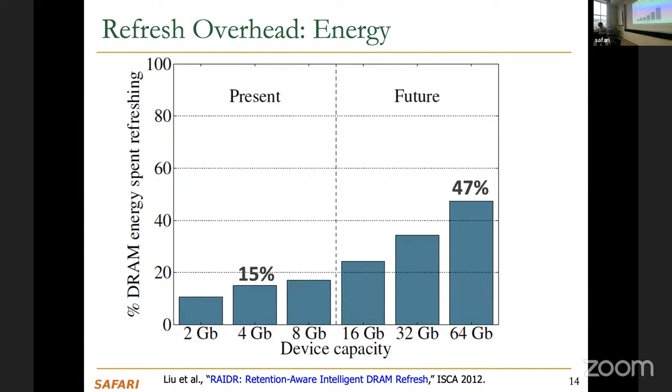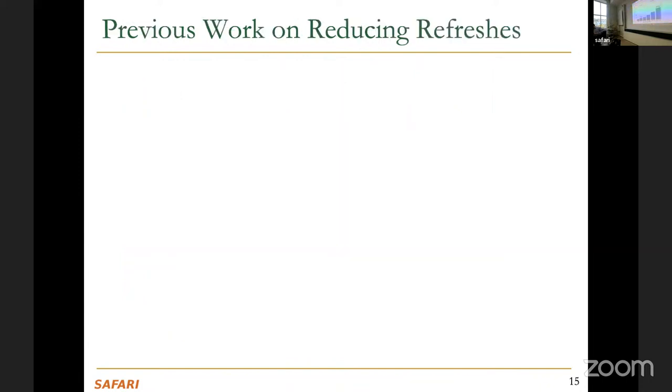For example, as I said last time, the thing in my pocket is refreshing its memory right now. It's wasting energy. I'm not accessing it. If I were accessing it, clearly that fraction would be lower, because this is a fraction of the total DRAM energy that's spent. Okay, but we motivate this as an important problem.